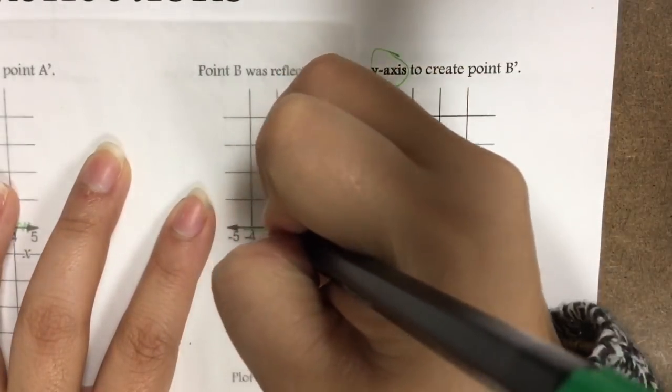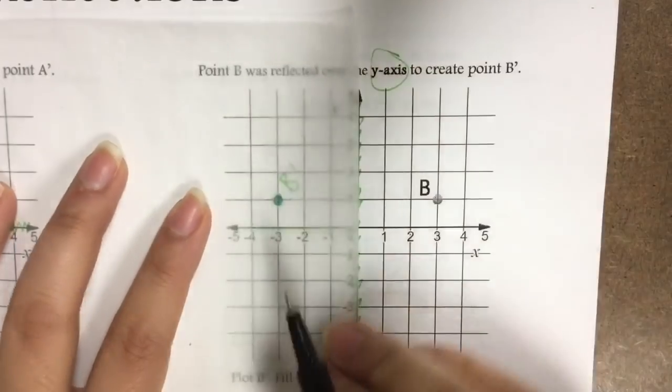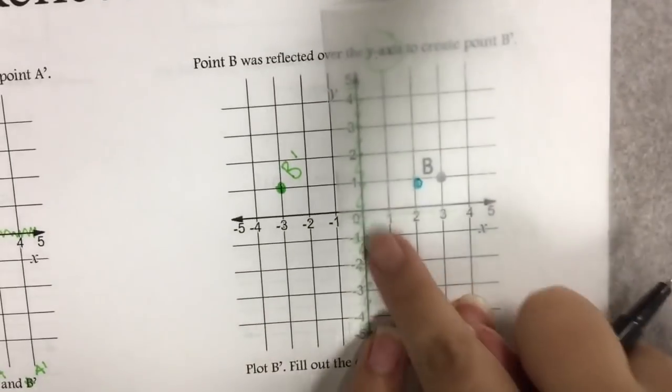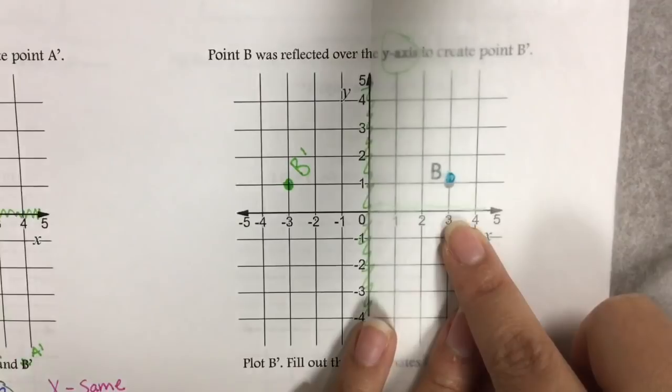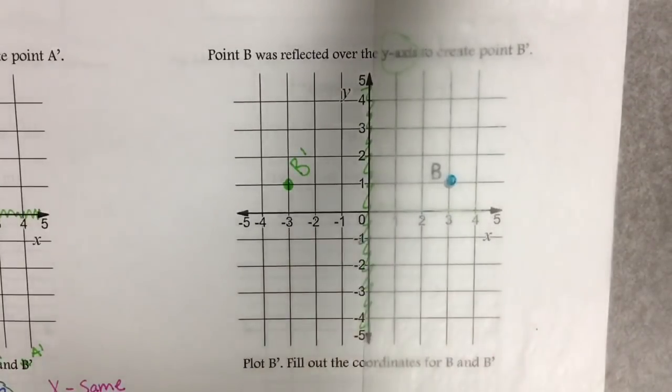I would recommend lining up the axis so that way you can match it up when you're going back and forth, you know, to line it up to this line again. So that way you can go and reflect that point.